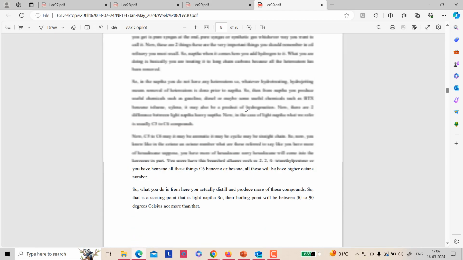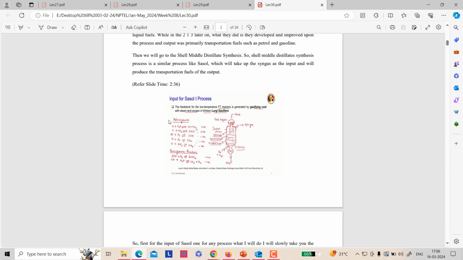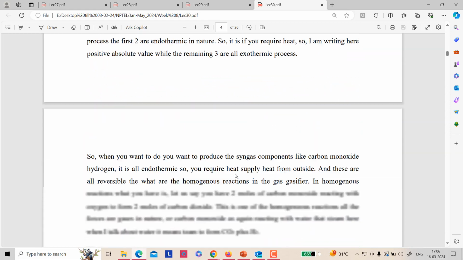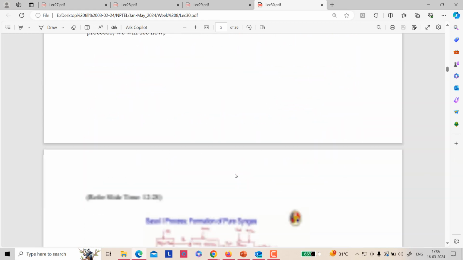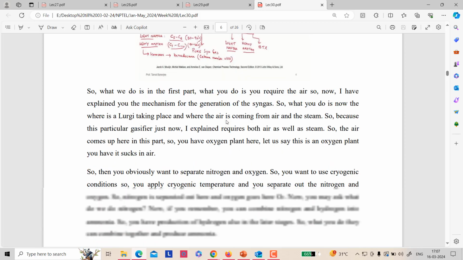I just want to tell you that for this Sasol 1 process, what are the reactions involved here, you can go through this very carefully. Then how pure syngas is formed here from the gasifier. Okay, we have seen this. There are byproducts also, but the main product, pure syngas, is produced. You can check this flowchart. This is important.